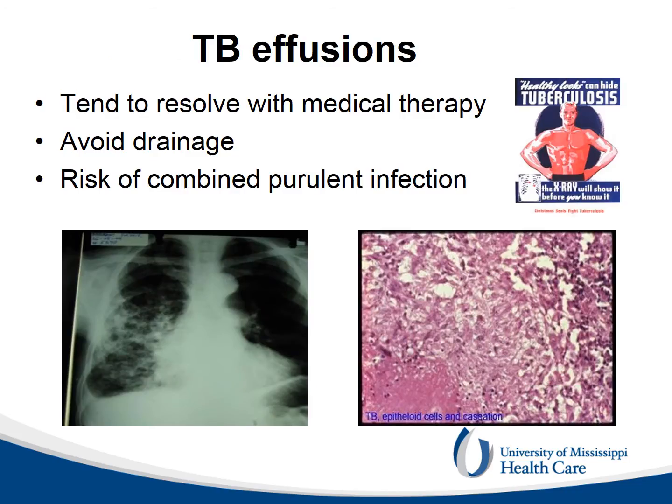A relative contraindication to a chest tube are the tuberculosis effusions. These are better treated with a medical therapy. The insertion of a chest tube may create a superimposed purulent infection.